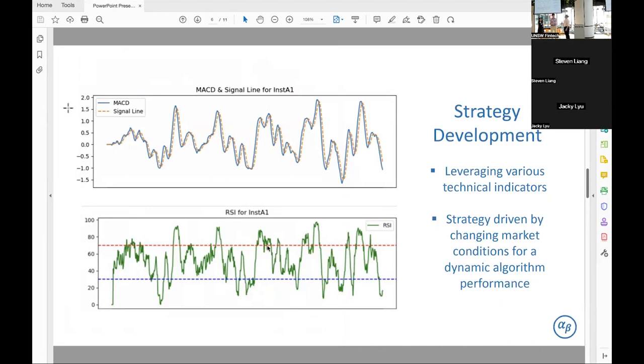Developing this strategy, we wanted to go for simplicity and make our decisions based around things that we felt were relatively predictive. So the strategy is driven by changing market conditions for dynamic algorithm performance. And I think that's it.